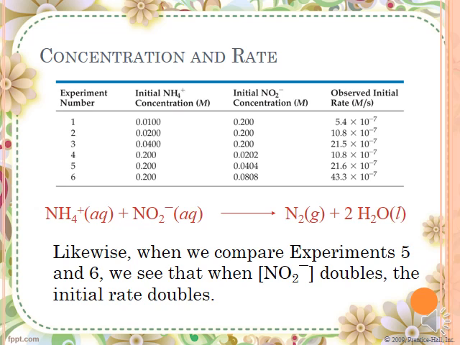Next we compare experiments 5 and 6, in which the concentration of ammonium ion now is the same, but we change the concentration of nitrite ion. We double it. Look at the rate. The rate is also considered double here.